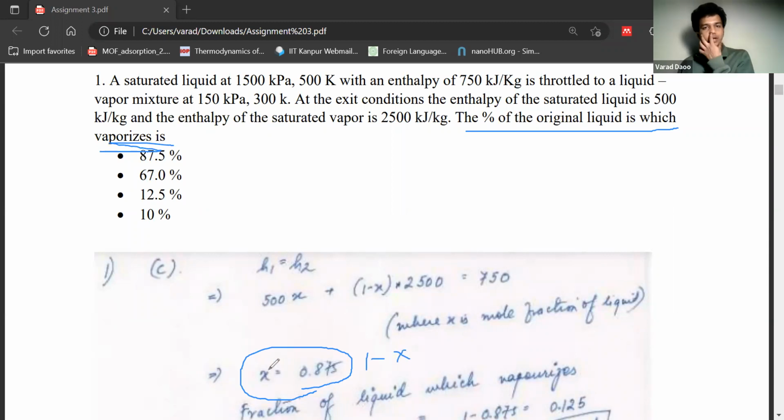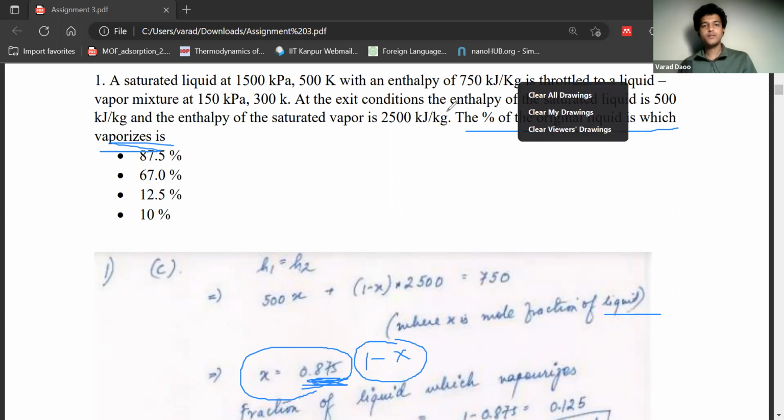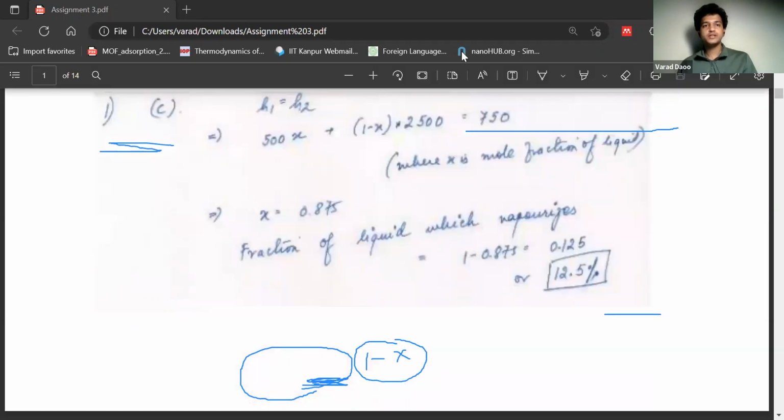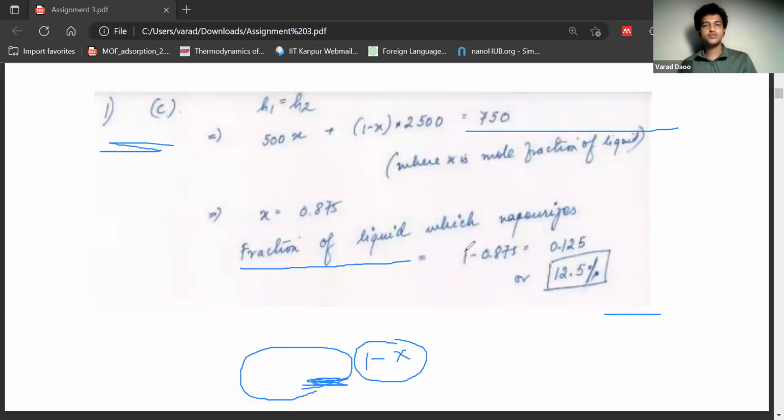Because like I said, x is the mole fraction of liquid, right? So this is the amount of liquid which is present finally, and the amount of vapor will be 1 minus x, right? So the amount of vapor is 1 minus x. The fraction of liquid which vaporizes is nothing but 1 minus 0.875, which is 0.125. And when you convert it into percentage, you get 12.5, right?